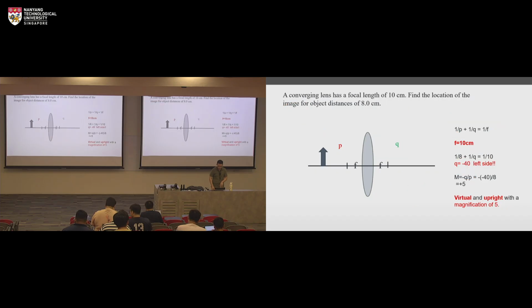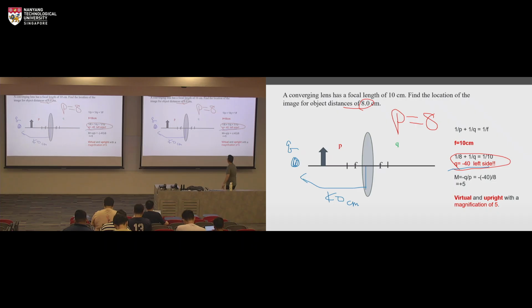Okay, so the same question, if you change your P distance from P to 8, then you'll discover that your Q is -40. So when Q is -40, now it means what? It means your Q is here, 40 cm. Okay, so this is very important. Q is -40. The negative sign means that your image is not behind the lens. It means that it's in front because it's a negative sign. So it means it's somewhere over here, 40.